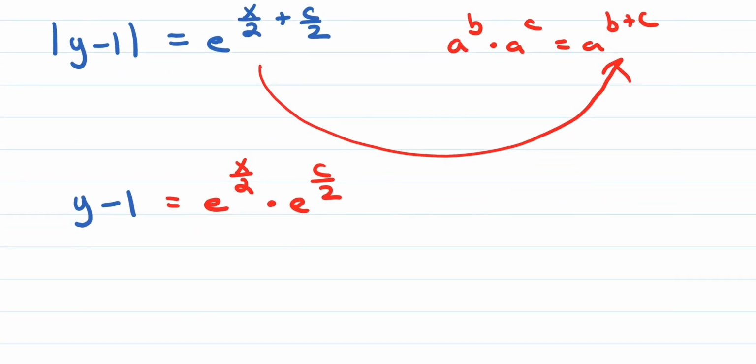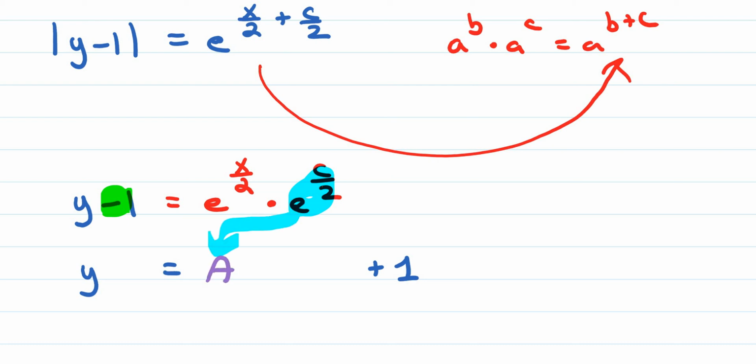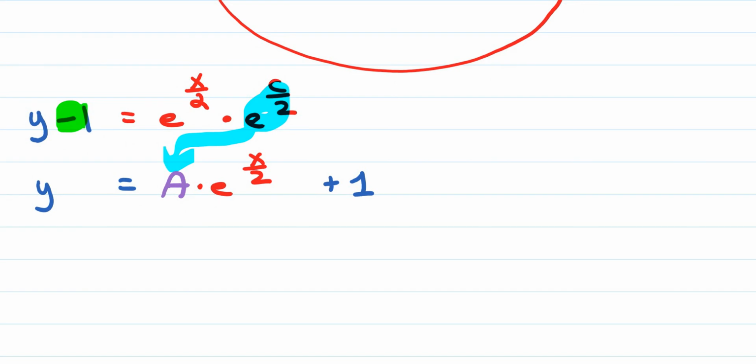Okay, if I continue solving for y here, the plus 1 can go on the other side, so I can just move this to the other side. Remember that this part right here in blue, that's just a constant, so I'm going to move that constant in front, so that's going to be a times e to the power of x over 2 plus 1. All right, so there's my equation so far, and now I just need to find the value of a.